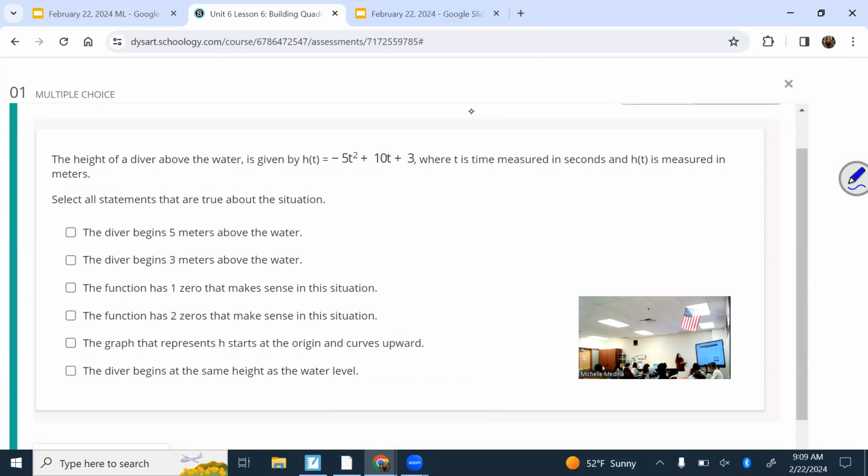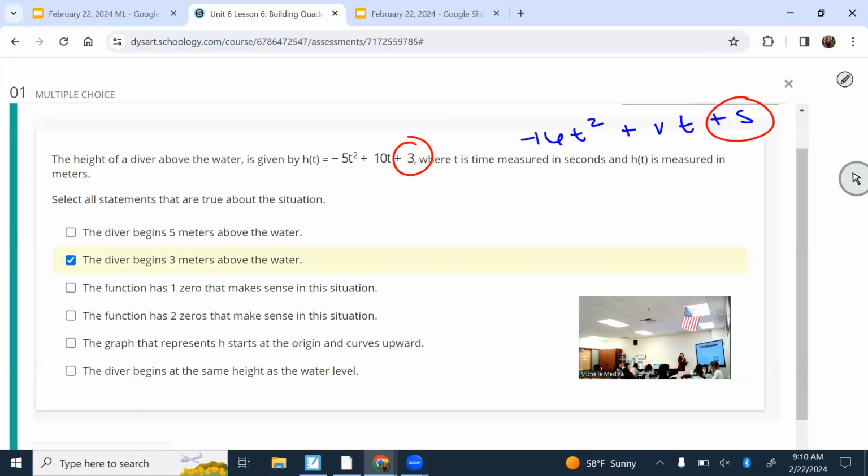I mean, I could be wrong. I haven't done this problem yet, but if we're referring back to this equation, that gives us like projectile motion. The starting height is always the constant. All right, this would be your starting height. The constant in this equation is 3. So that would tell me that my starting height is 3, not 5. Yes.